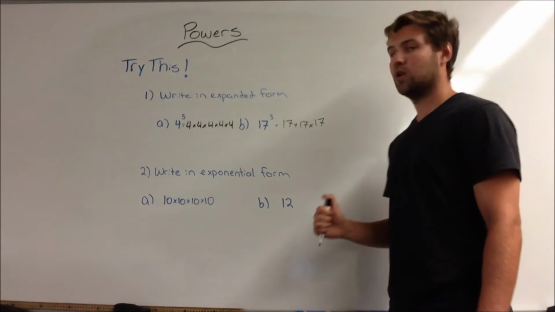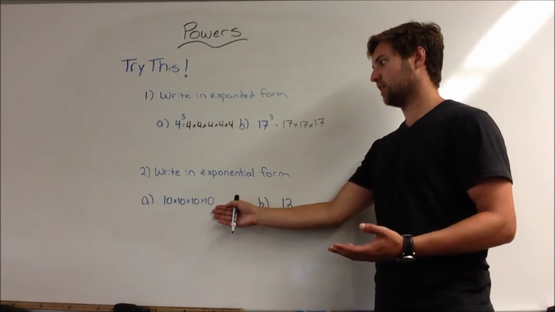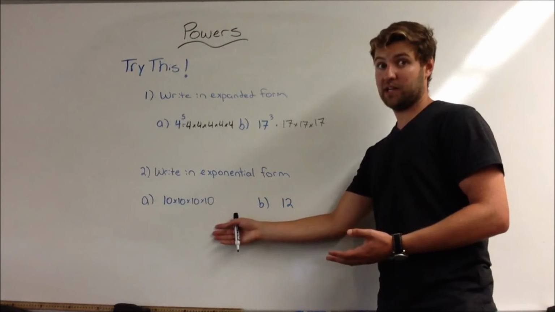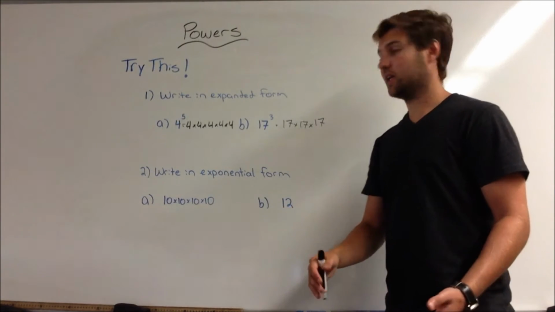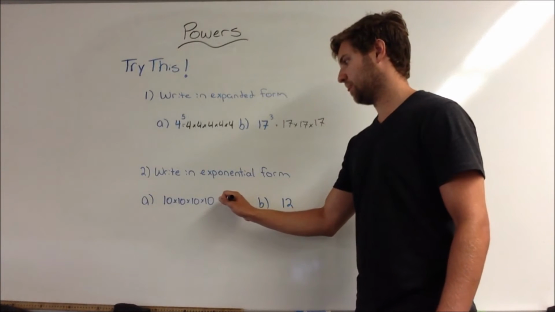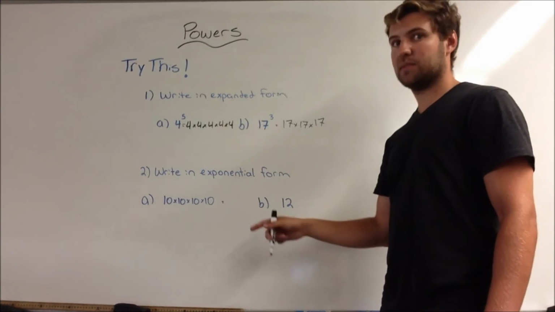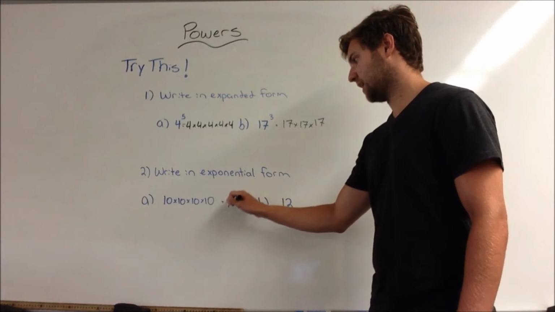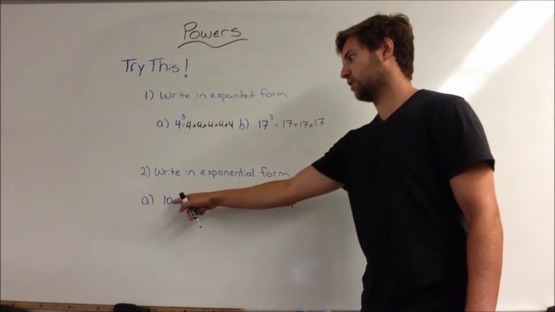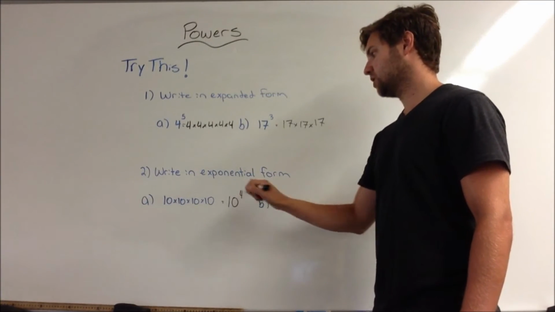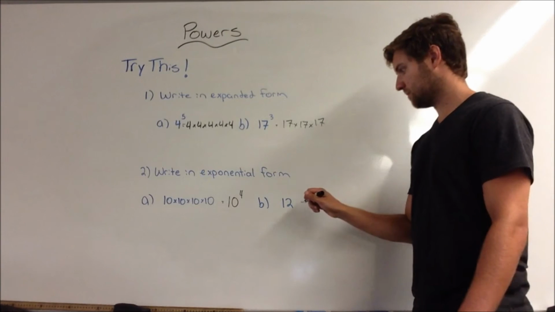In number 2, we're working backwards. We're given the expanded form, and we'd like to write it back as a power in exponential form. So 10 times 10 times 10 times 10. Our base is 10, because that's the number we're multiplying. And there's 1, 2, 3, 4 of them, so our exponent is 4.